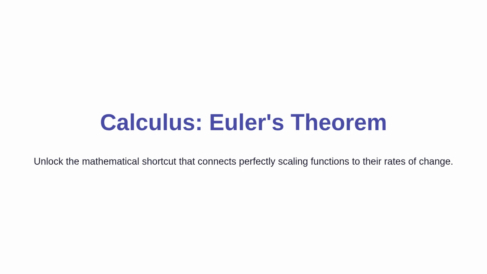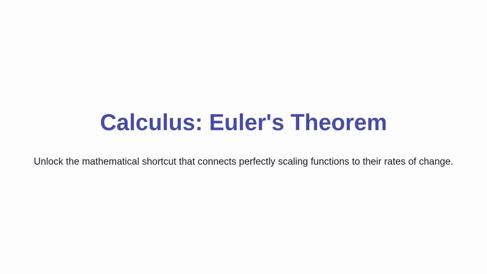Welcome to this lecture on calculus, where we will be exploring Euler's theorem. Imagine you are baking a giant cake for a party. If you double the amount of flour, sugar, and butter, the final weight of the cake exactly doubles. This idea of perfect scaling is everywhere in mathematics and physics.